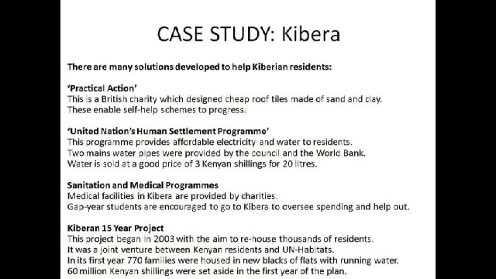And this began in 2003 with the aim to rehouse thousands of residents. It was a joint venture between the Kenyan residents and UN Habitats, and it's been really successful. In its first year, 770 families were housed in new blocks of flats with running water, and in the first year 60 million Kenyan shillings were set aside, and the authorities are very hopeful that this success is going to continue for many more years.